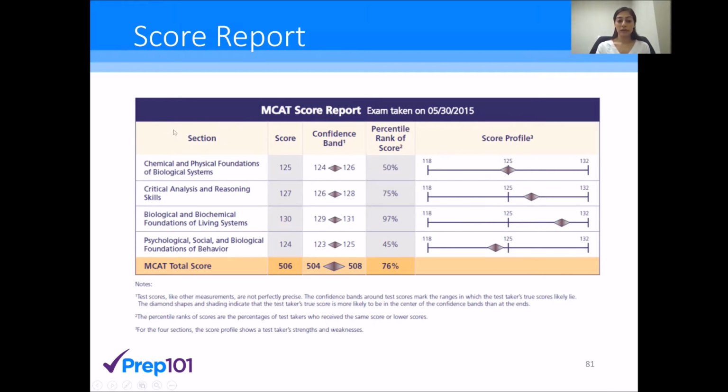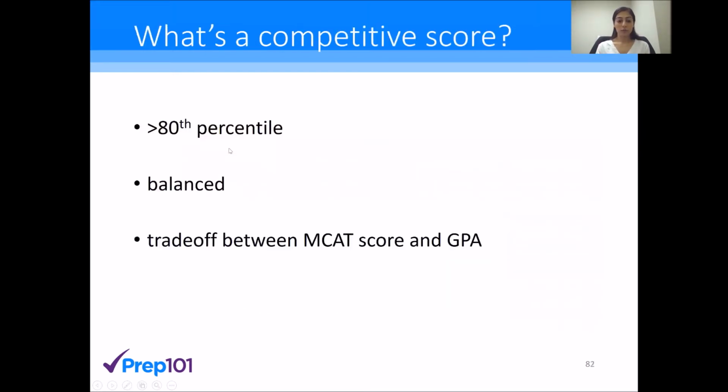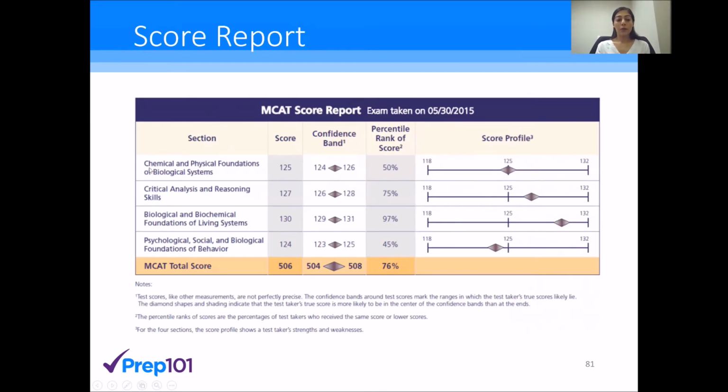Okay, so what you'll see are a few column headers. The first one being the section of the MCAT that the score is referring to, the actual score that you got, the confidence band range, the percentile rank, and the score profile. Now let's talk about some of these things. Obviously, the section part refers to which of the 4 sections that you achieved that score. The first section that you wrote was the chemical and physical foundations of biological systems. And on this sample report, this student scored a 125. And so be it for the others.